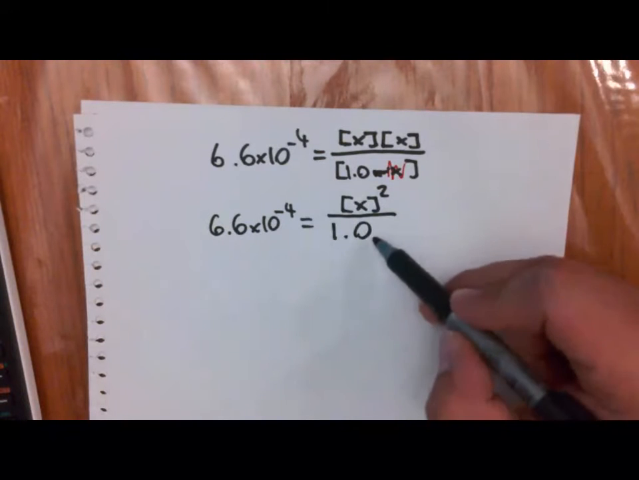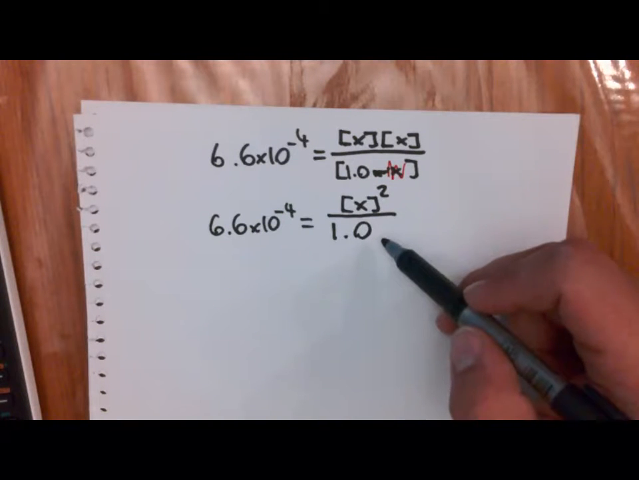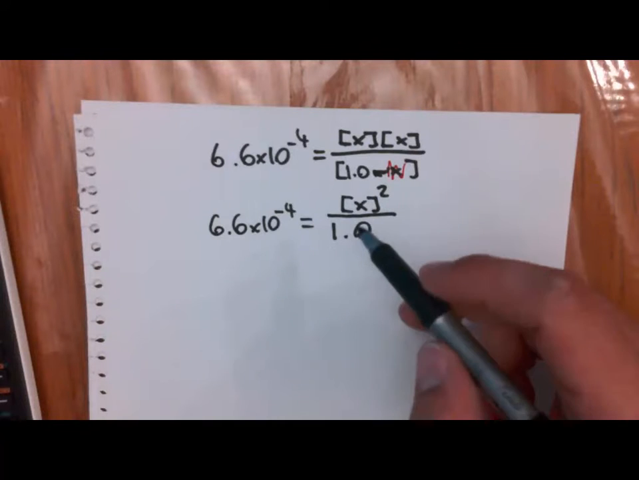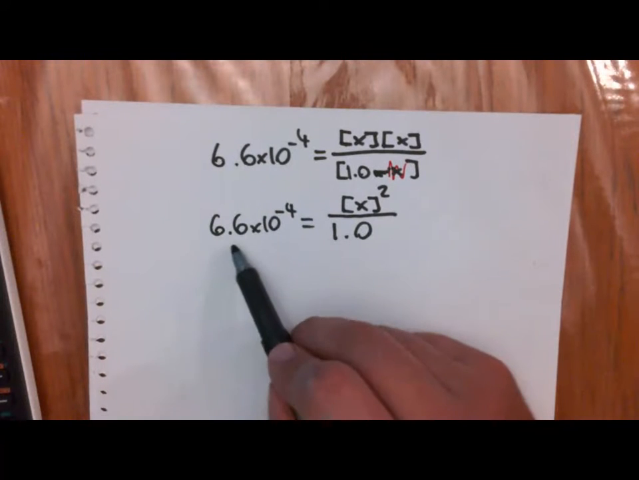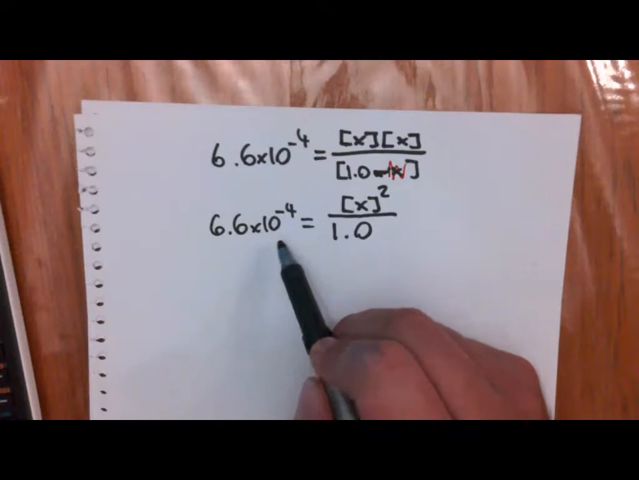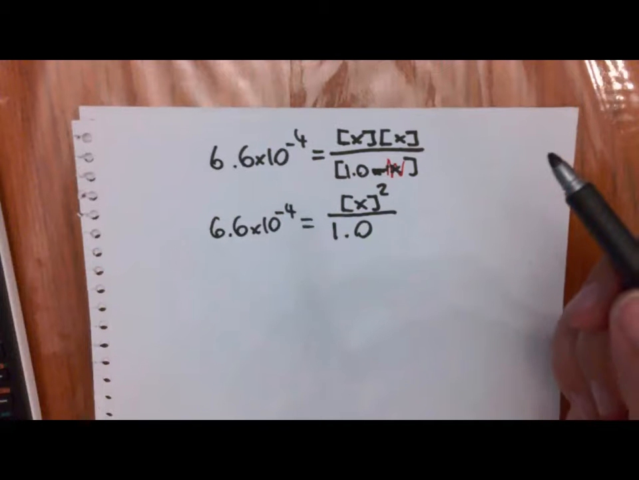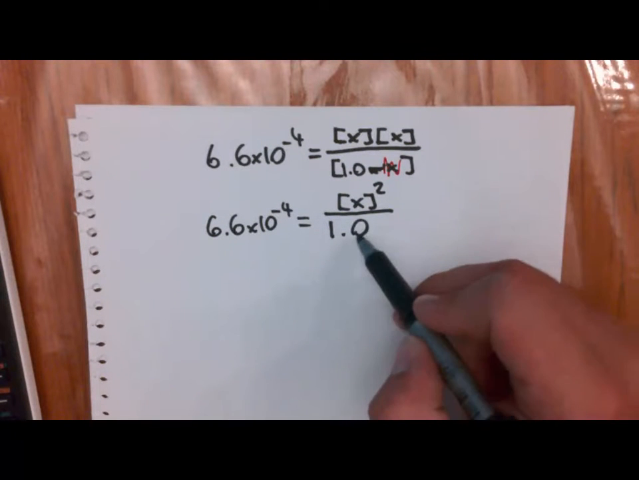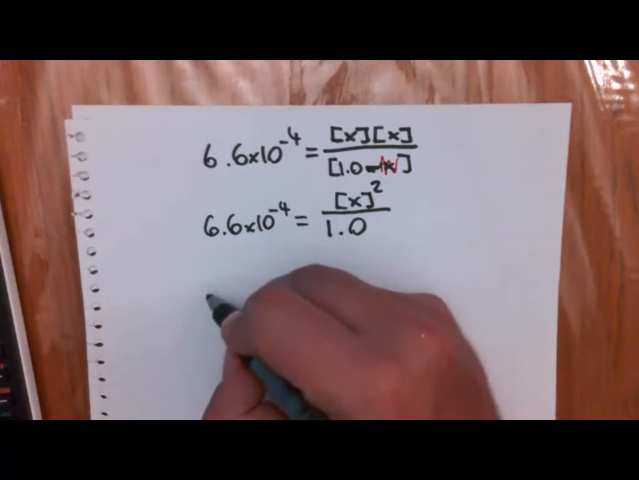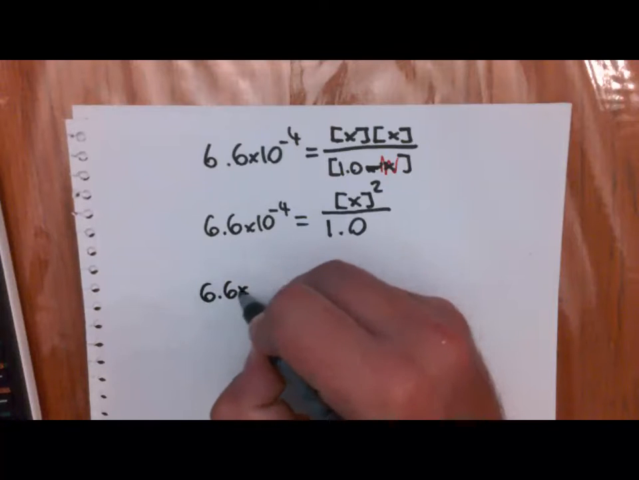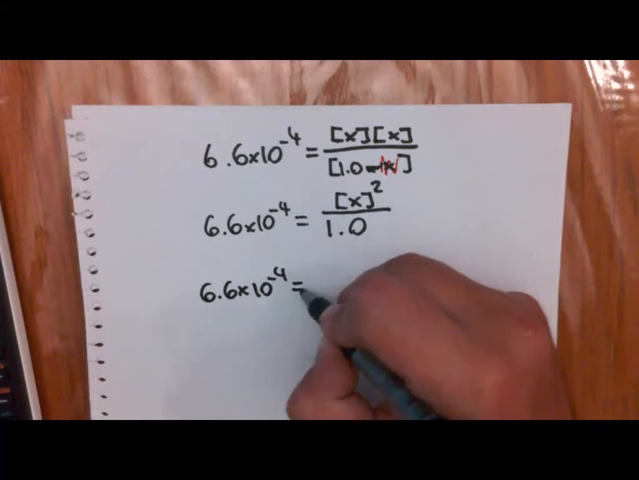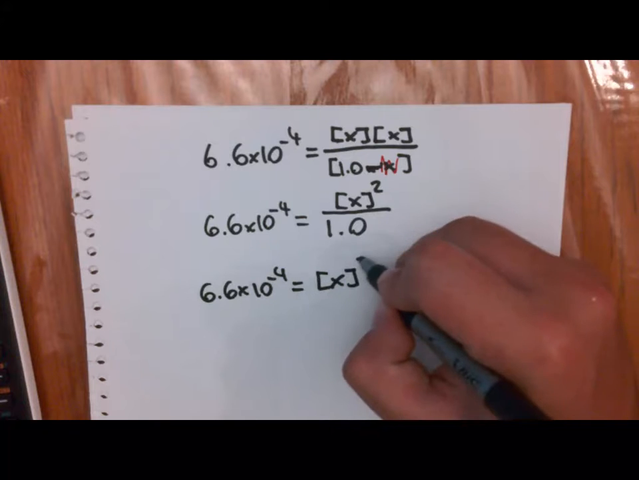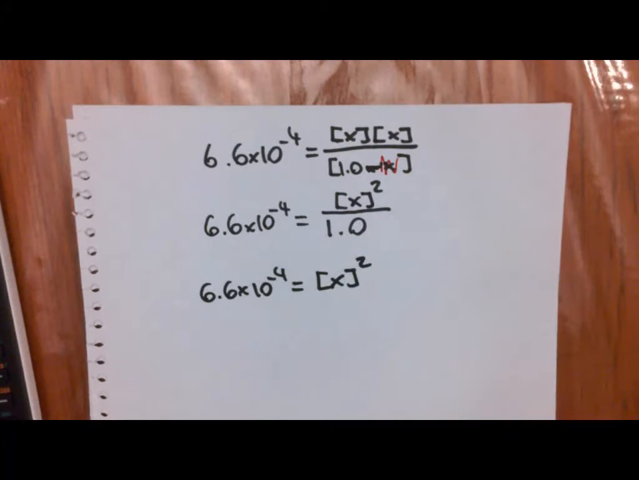When we see 1.0 in the denominator, that makes us very happy, because in order to get rid of that, I just have to multiply both sides by 1. Obviously, if I multiply 6.6 times 10 to the negative 4 by 1, it is still going to equal 6.6 times 10 to the negative 4. So essentially, we can really just get rid of this 1.0 altogether. So we'll actually have 6.6 times 10 to the negative 4 equals the concentration of X squared, right? And that makes it quite easy from here out.